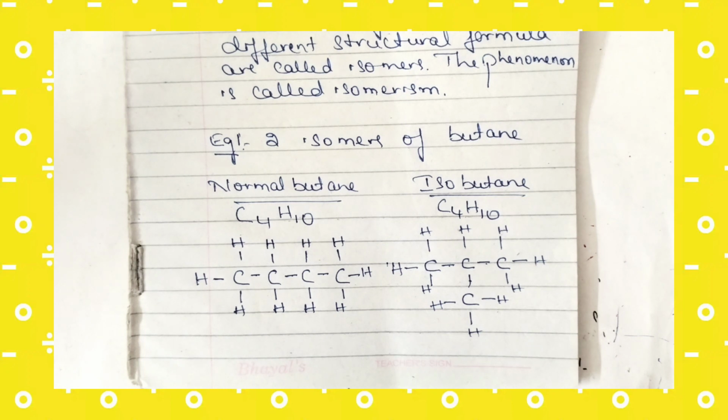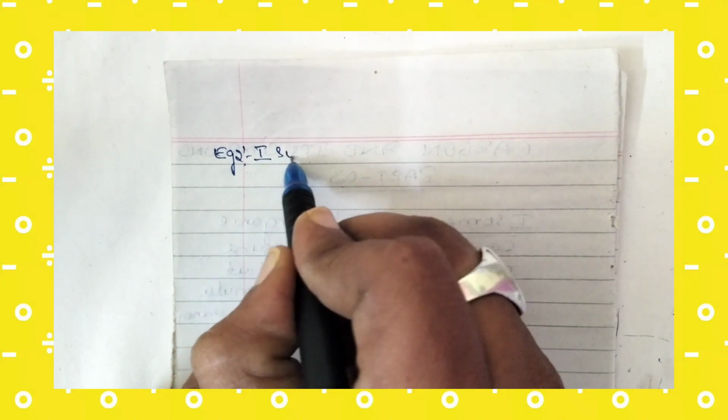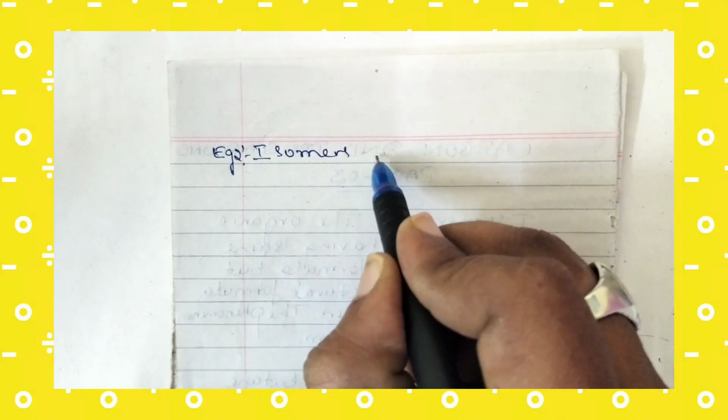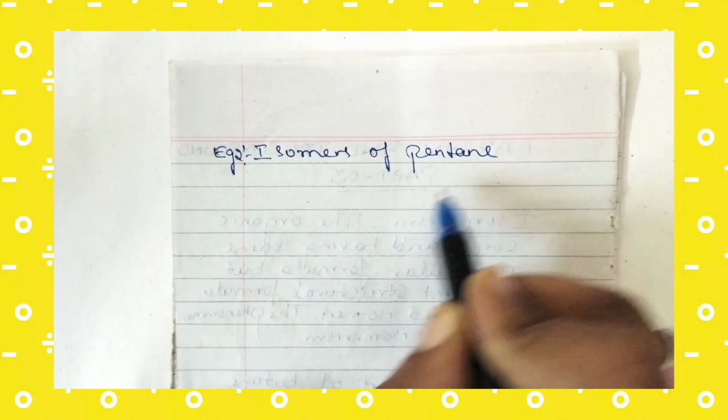That is called isomerism, isomers, and the phenomenon is called isomerism. So in the first example I have taken two isomers of butane. Now let us take one more example, that is 3 isomers of pentane. Two examples should be kept in mind. So let us go for isomers of pentane. In example 2, let us take the isomers of pentane.